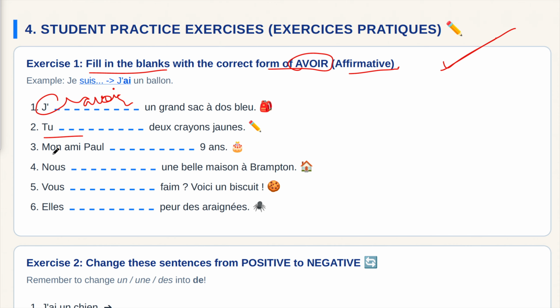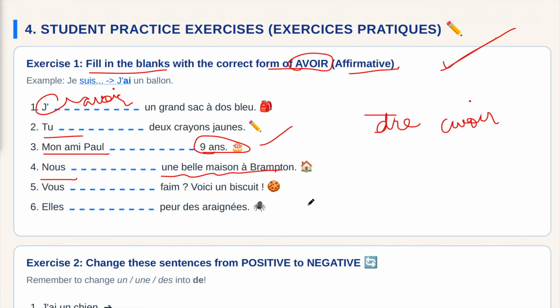Mon ami Paul. Now this is something about the age. You have to understand if you have to use être or you have to use avoir here. Nous, this is something you have to fill. Une belle maison à Brampton. D'accord? We have. So have means nous avons. Okay, you have to fill it.